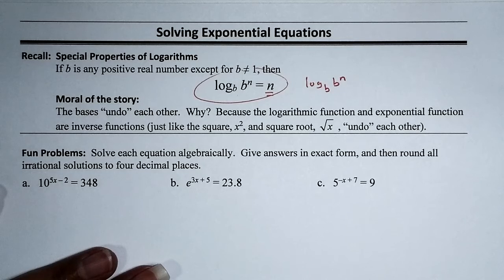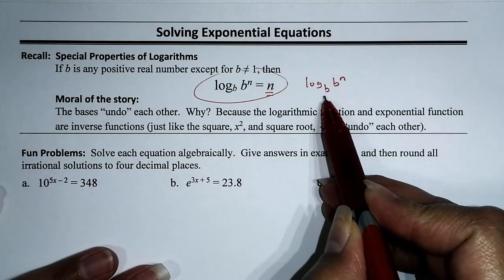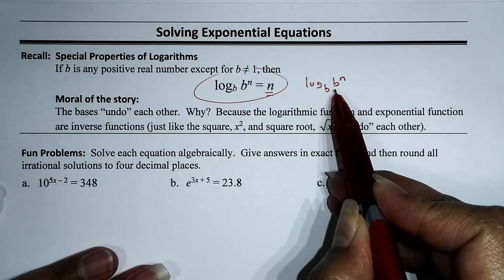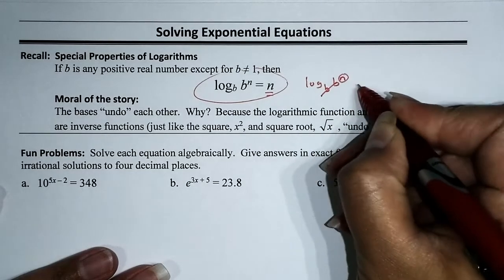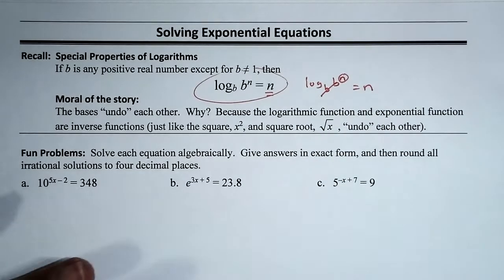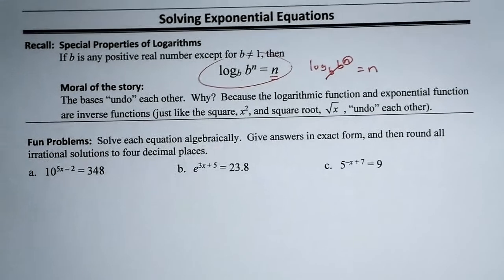If that's a lot of information, we can just keep our cool and do the following. The base of the logarithm is b, the base of the argument is b. Since the bases are the same, they undo each other, and that will leave us with n. No one's gonna know how you did it, okay? So we're good.